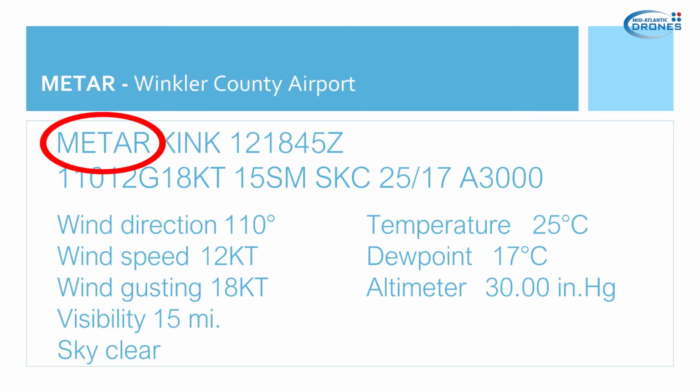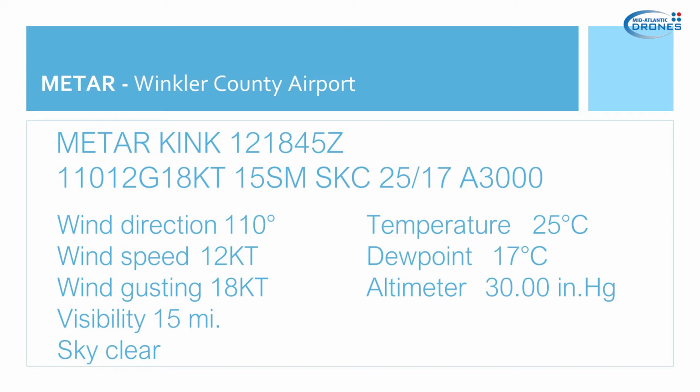The first word is saying METAR, and that is your indication that this is, well, a METAR. So what a surprise. The second word is KINK, or Kilo India November Kilo. That is actually the letters that represent the name of the airport. This one is Winkler County Airport. So now you have, of this whole METAR, two things decoded. The first one, that it is a METAR, and the second one, that it is at KINK.